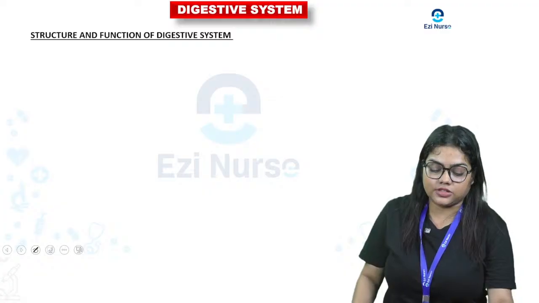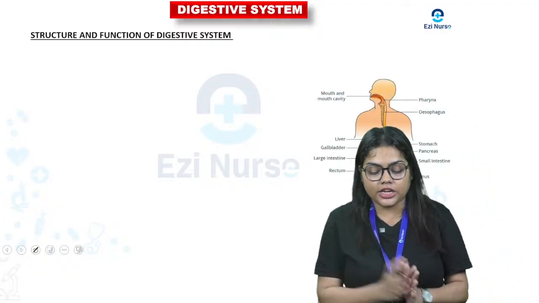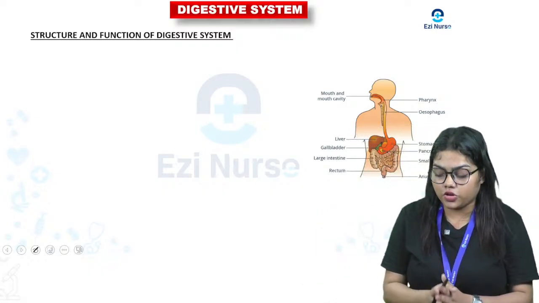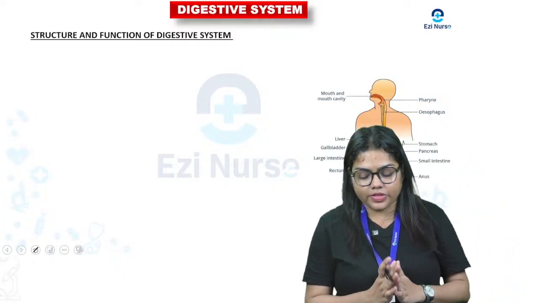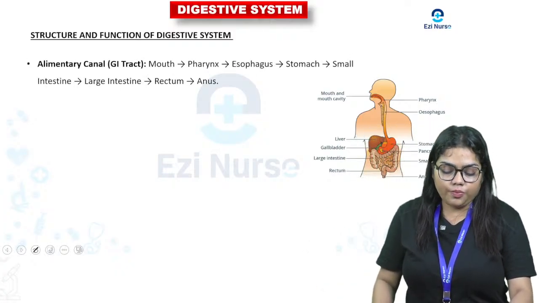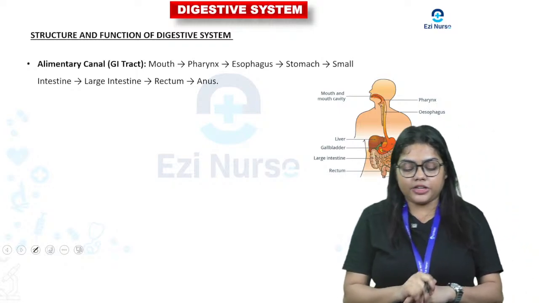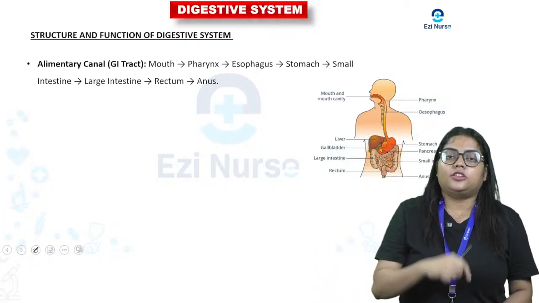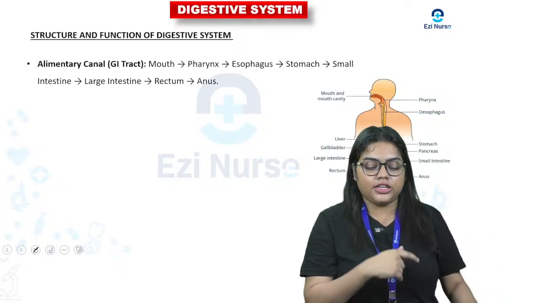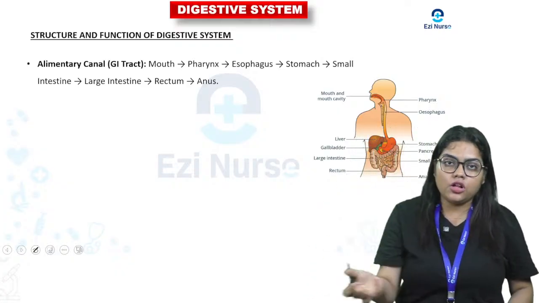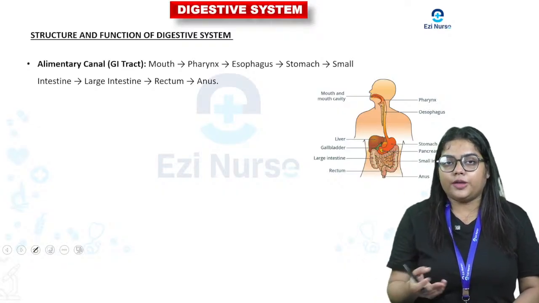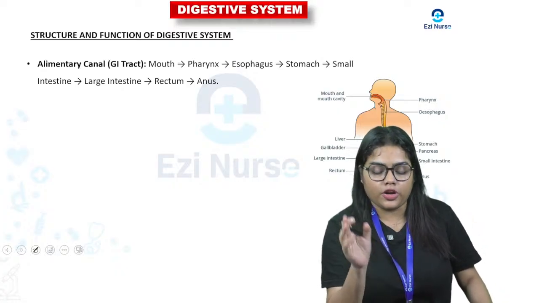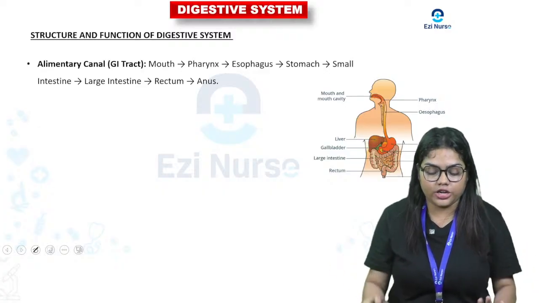Next, let's move on to the digestive system. The digestive system includes our mouth cavity, pharynx, esophagus, stomach, liver, gallbladder, large intestine, small intestine, rectum, anus, pancreas, and so on. First we have the alimentary canal. What is the alimentary canal? It runs from the mouth to the anus, where the digestion part happens, from consuming to expelling the waste product from our body. This is called the alimentary canal or alimentary tract.